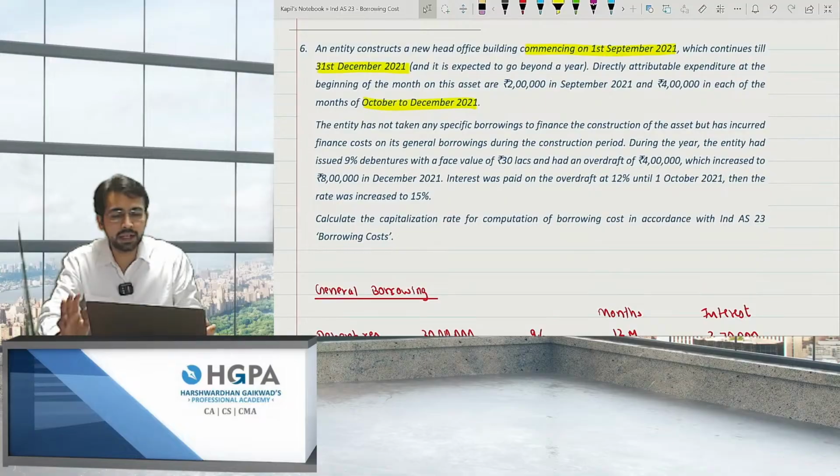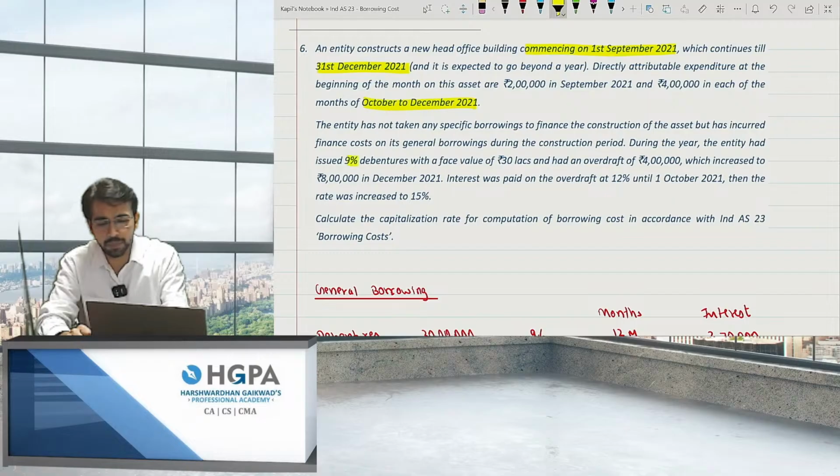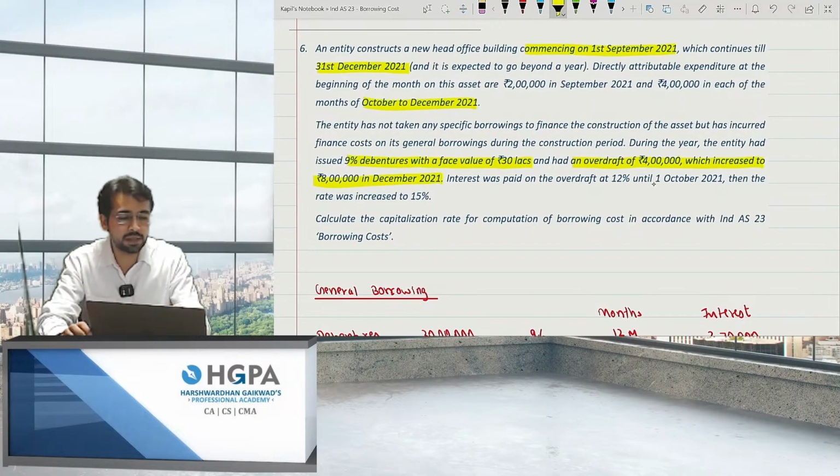The entity has not taken any specific borrowing to finance the construction of the asset, but has incurred finance cost on its general borrowing during the construction period. During the year, the entity had issued 9% debentures with a face value of rupees 30 lakhs and an overdraft of 4 lakh, which increased to 8 lakh in December 21. There's a twist now. Interest was paid on overdraft at 12% until 1st October. Then the rate was increased to 15%.